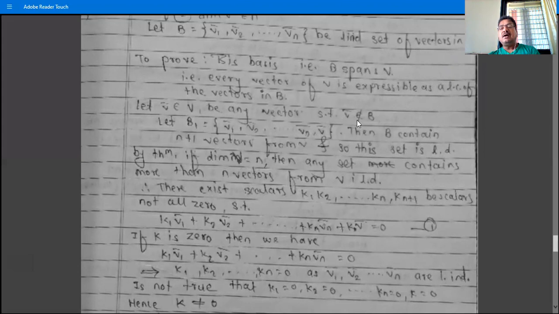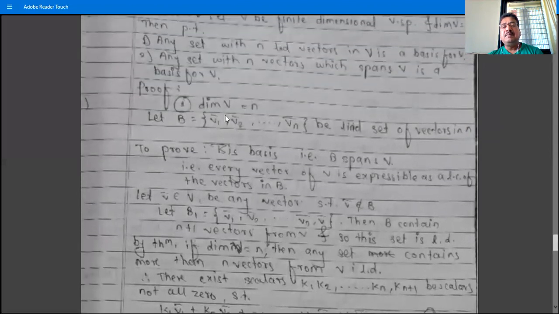So what happens if v̄ belongs to B? Then v̄ is easily expressed as a linear combination of v1, v2, ..., vn. If v̄ belongs to B, then v̄ is either v1 or v2 or vn. Suppose v̄ is v1, then v1 is expressed as a linear combination of v1, v2, ..., vn such that v1 = 1·v1 + 0·v2 + ... + 0·vn. That is, v1 is expressed as a linear combination of v1, v2, ..., vn in a very easy manner.